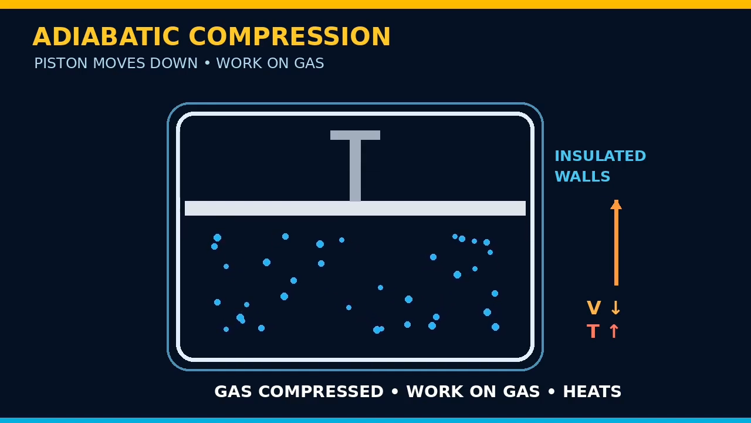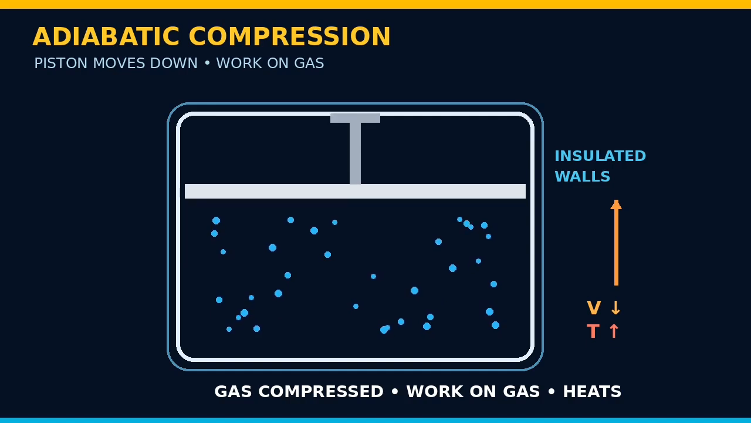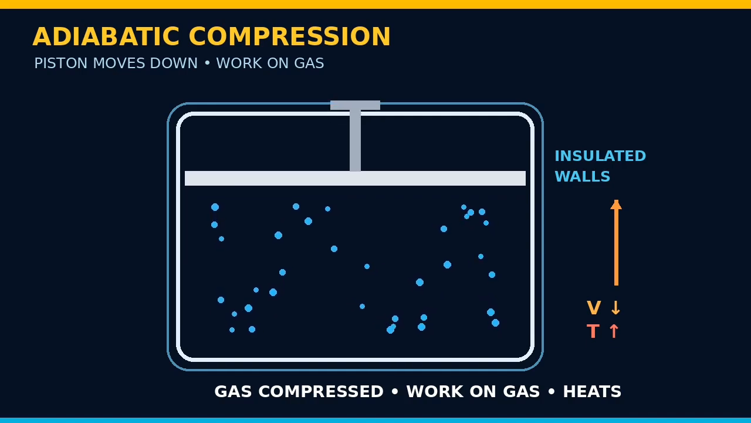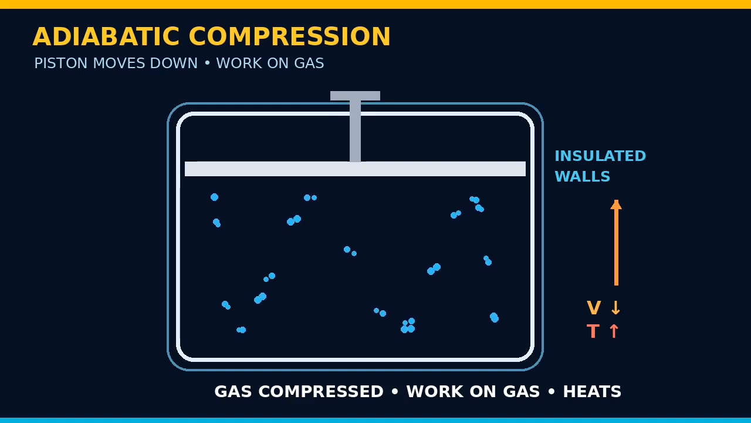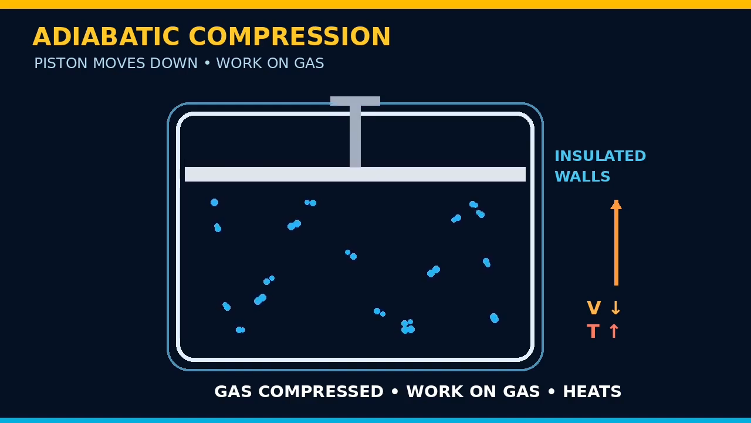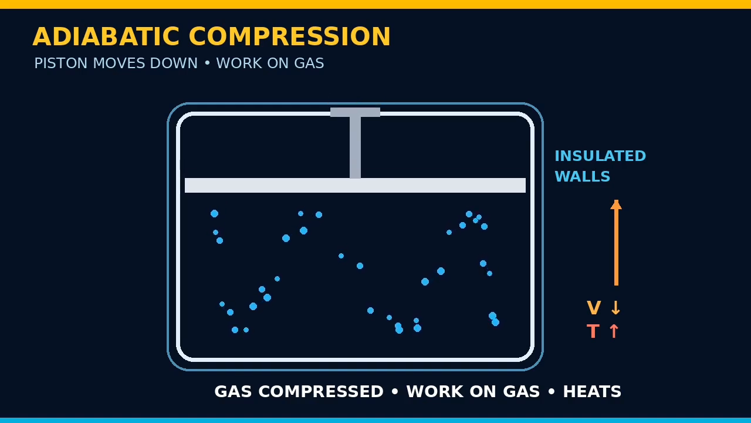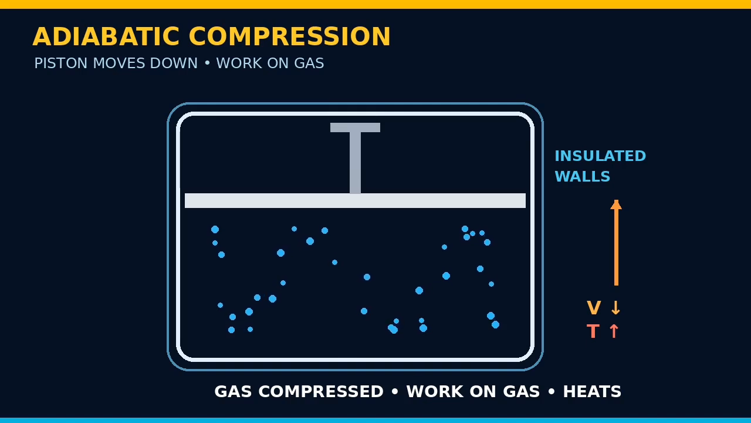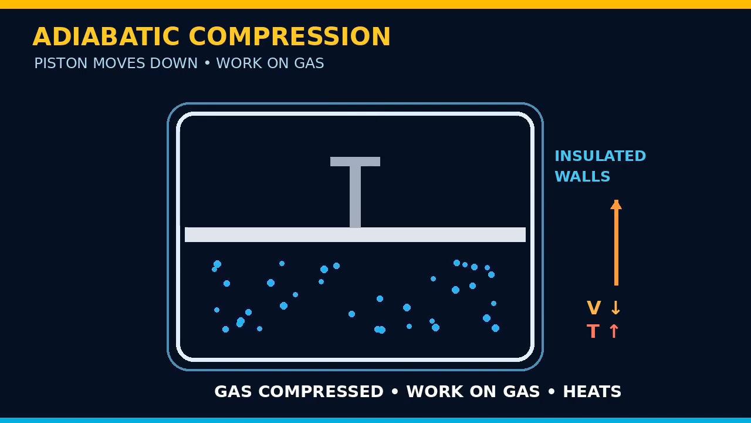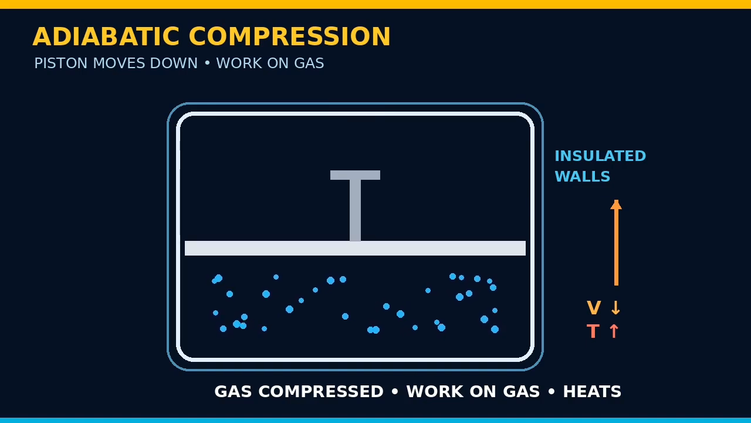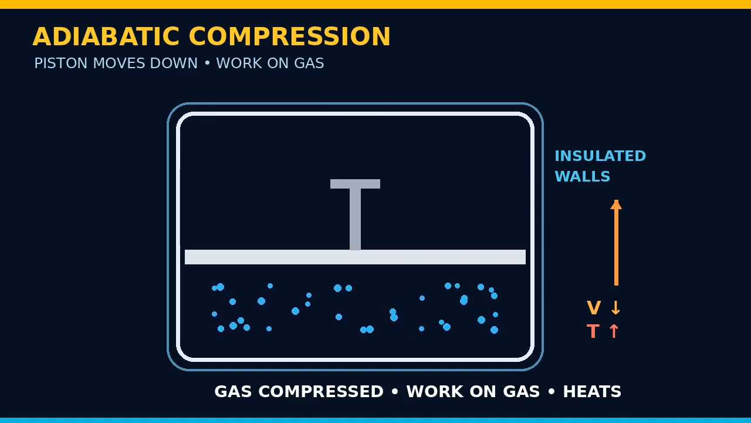Now consider adiabatic compression. The piston moves downward and compresses the gas into a smaller volume. Work is done on the gas, which increases its internal energy. Since no heat leaves the system, the temperature of the gas increases. Therefore, during compression, volume decreases and temperature increases.